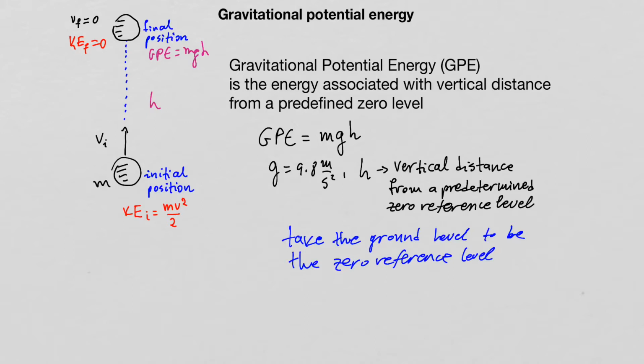So I defined gravitational potential energy. What are the units in which gravitational potential energy is measured? Well, in the example that I showed here, the kinetic energy became gravitational potential energy. We know that the kinetic energy is measured in joules, and so since gravitational potential energy is just another kind of energy, the units for gravitational potential energy will also be joules.